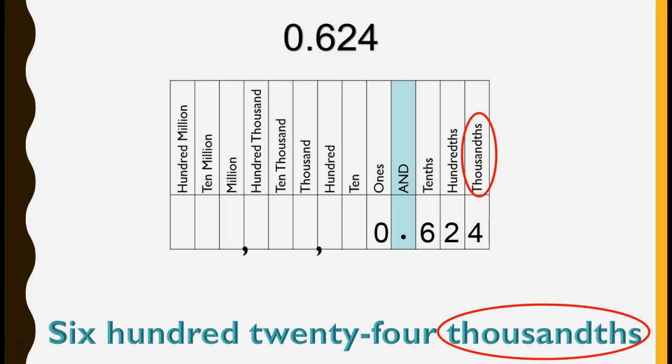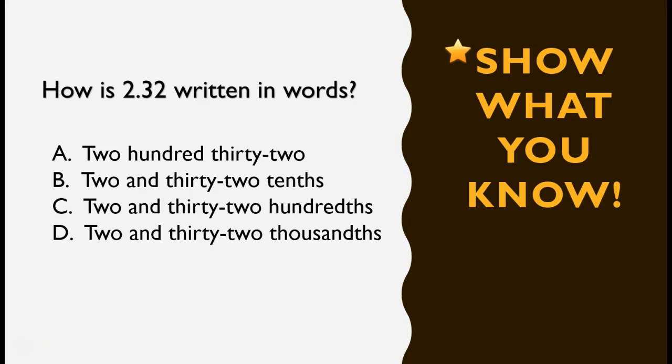Okay? So this one would be 624 thousandths. Okay, now it's going to be your turn. How is this digit written with words? Take a look at your options and tell me what you think.